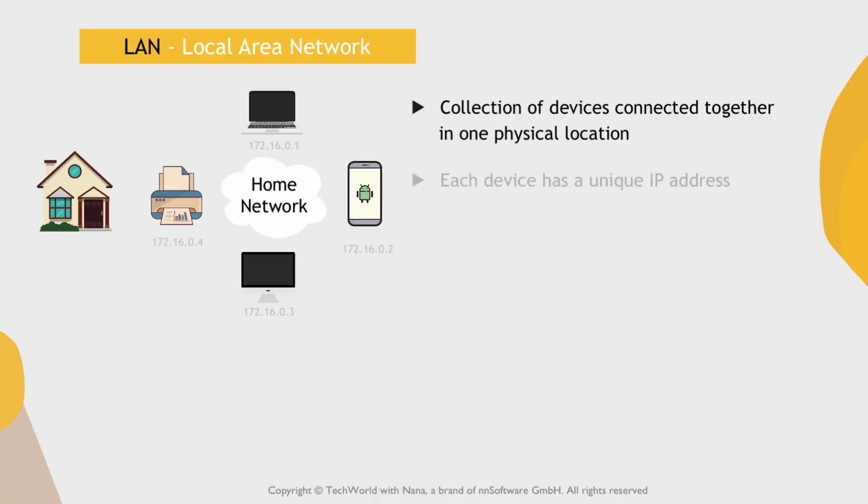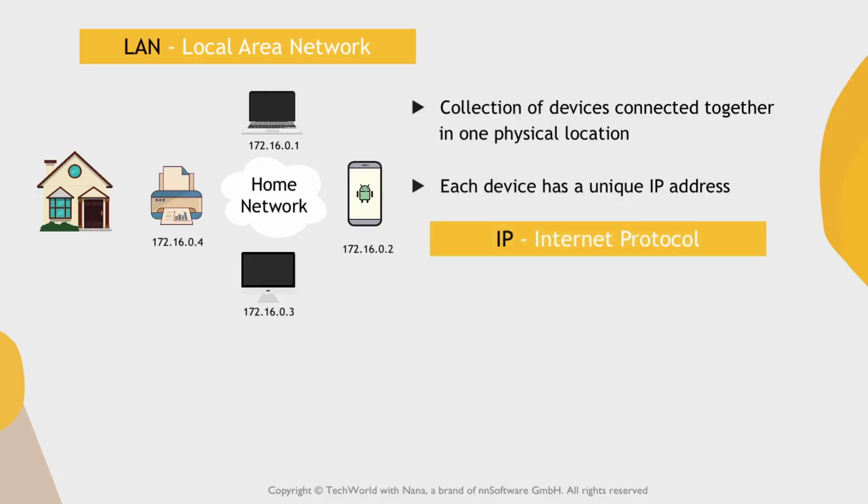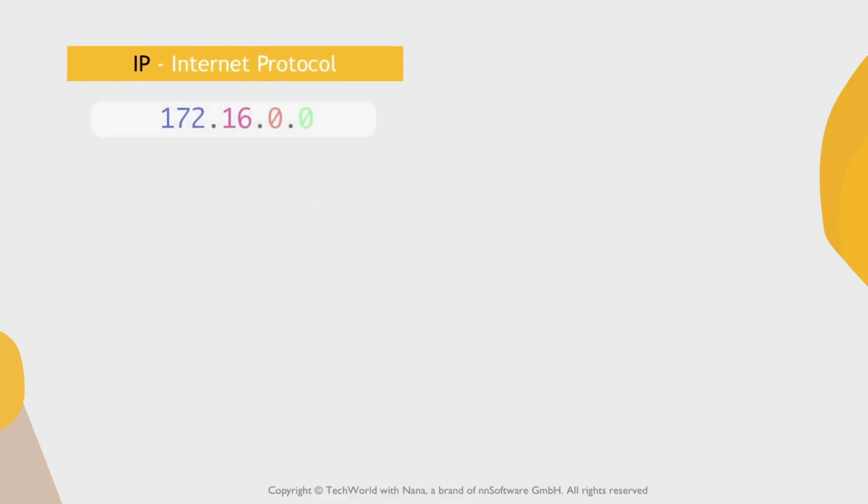And each device on this network is identified by a unique IP address, where IP stands for Internet Protocol. So devices can talk to each other on the network using this unique IP address. For example, if your computer wants to send a printer something to print, it must know the printer's IP address and send the information there. This is an example of an IP address, 172.16.0.0.